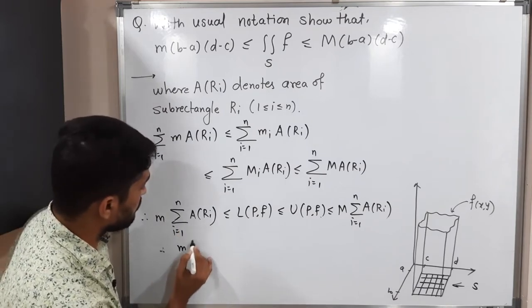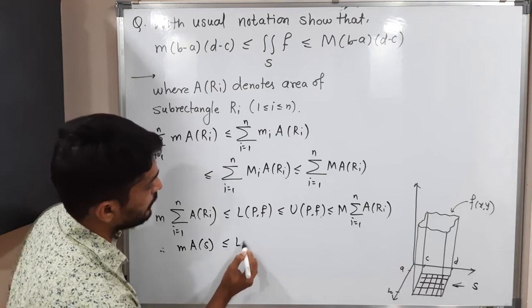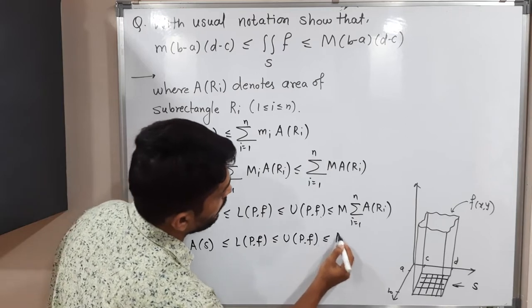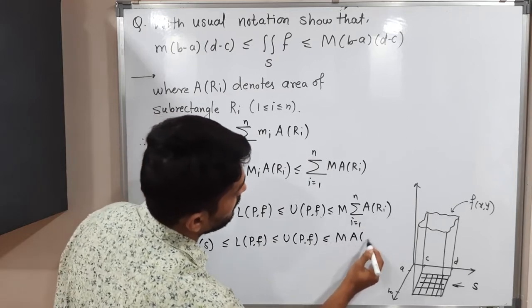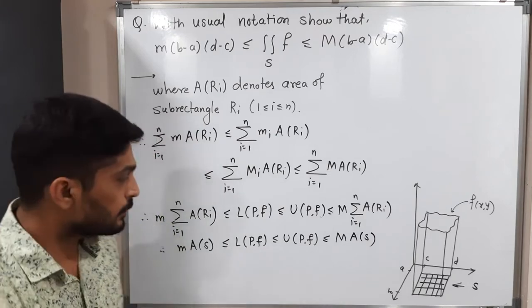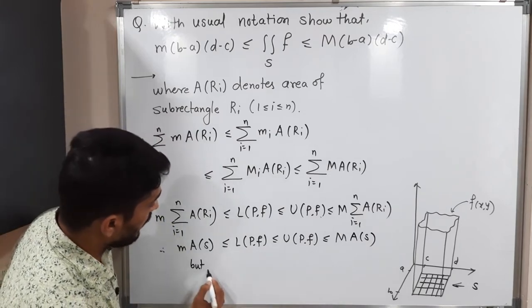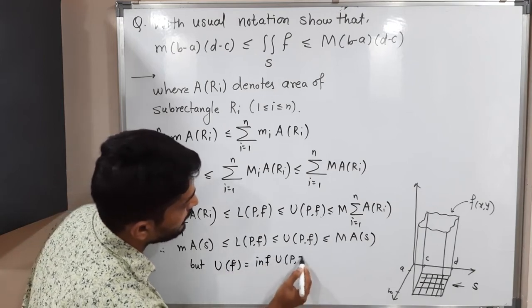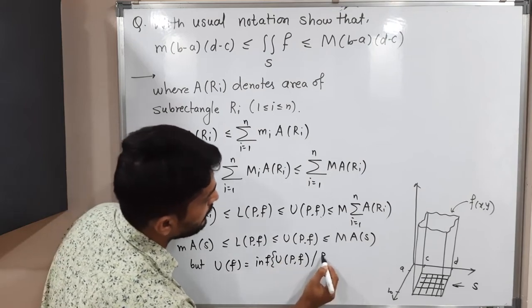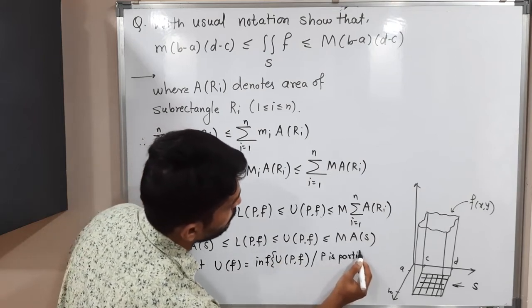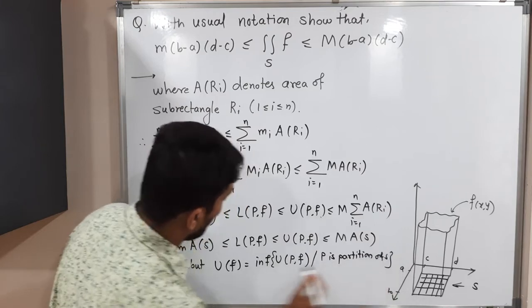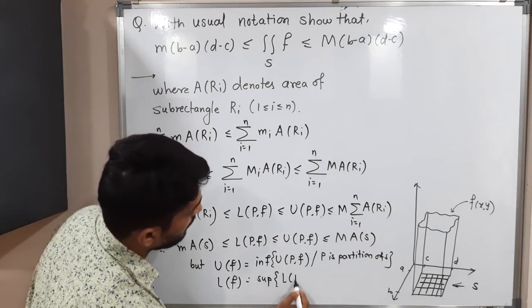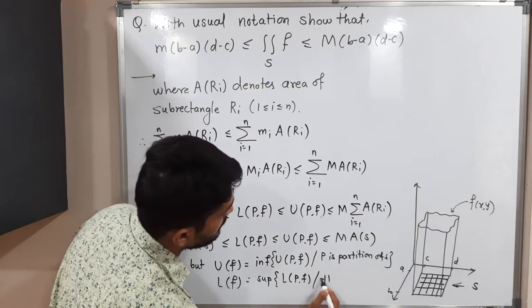So therefore m area of S less than or equal to L(P,f) less than or equal to U(P,f) less than or equal to M, see, this is the same summation we have, so this is nothing but area of S. Okay. But we know that U(f) means what? Infimum of U(P,f), I'm writing in short, where P is a partition of S. And you are familiar with L(f) also, which is equal to the supremum of L(P,f), where P is a partition of S.